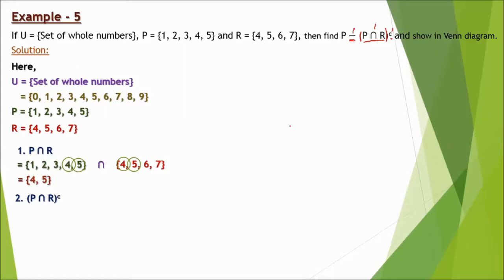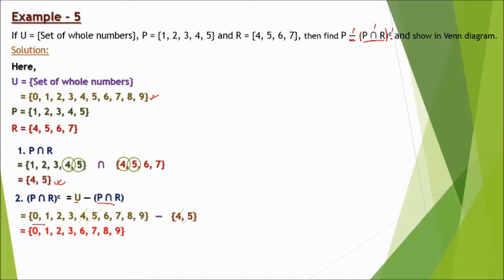Now the formula is U minus P intersection R. Now we have the elements of U also. We have the elements of P intersection R also. So U is 0, 1, 2, 3, 4, 5, 6, 7, 8, 9, the universal set. Difference operator and intersection, that is 4 and 5. Now we can cancel here. 4 is cancelled, 5 is also cancelled. Now, as I have already told you many times, we have to focus on the first set only. The remaining elements are 0, 1, 2, 3, 6, 7, 8, 9 because 4 and 5 are cancelled.